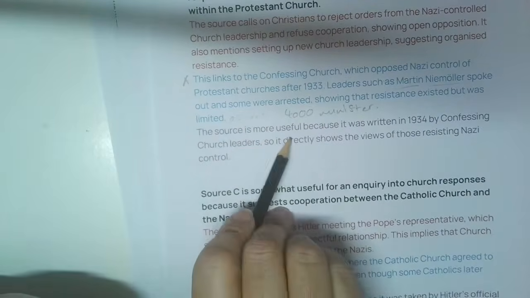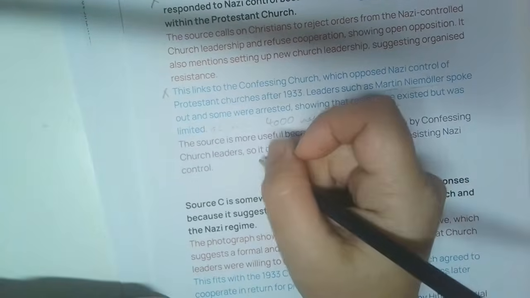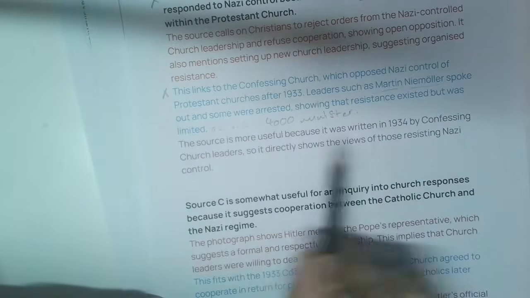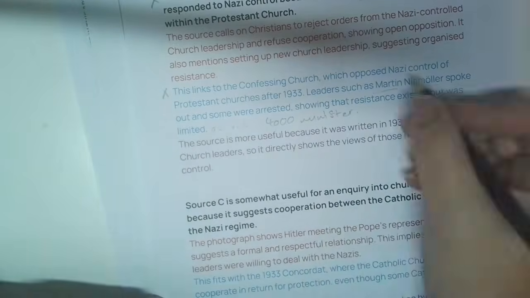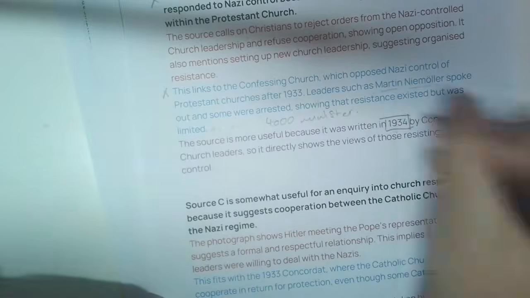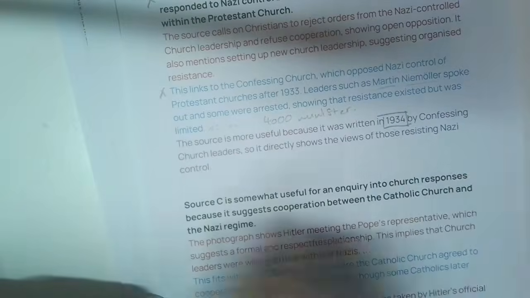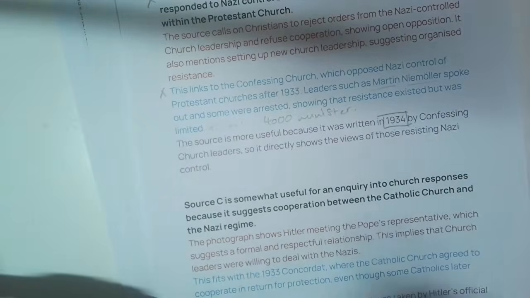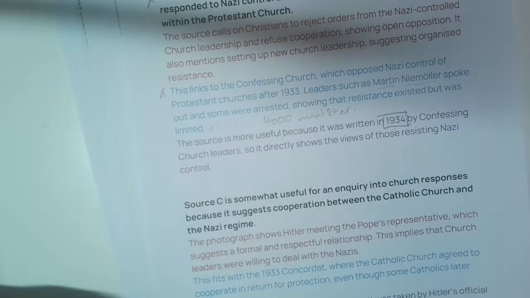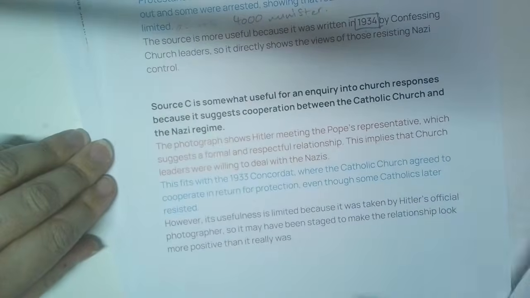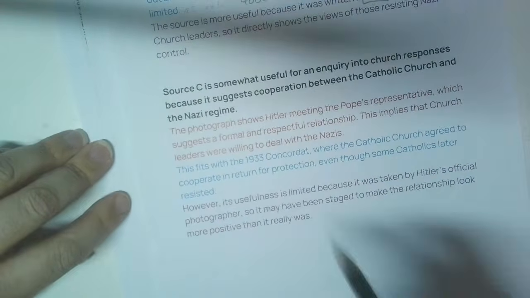And the source is more useful because it's, you don't really need to do this, but this is just your little bit of provenance. This source is useful because it was written in 1934. So it's right smack bang in our period. So this is your provenance. It is written by the Confessing Church leaders, so it directly shows the views of those resisting Nazi control. So that's our provenance. Okay. Then we go back into our next source, source C.